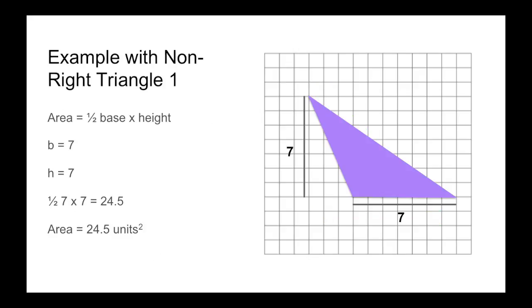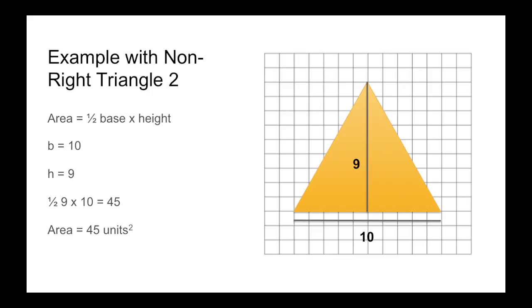Here's an example of finding the area of a non-right triangle. The base is 7 units in length, and the height is 7 units in length. 1/2 times 7 times 7 is 24.5, giving us the area of this triangle to be 24.5 units squared.